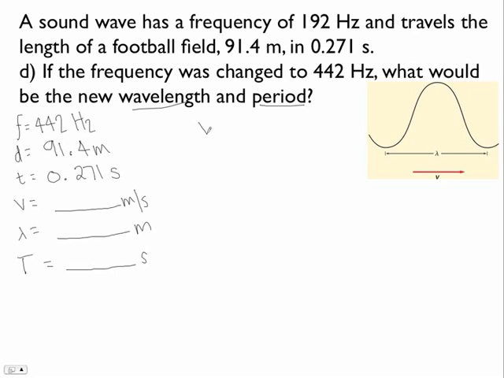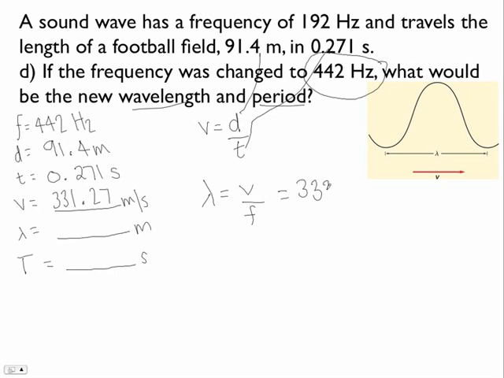Now, our velocity equation is v equals d over t. The only thing that changed in this problem was the frequency. The distance and the time stayed the same. So our velocity is going to stay the same. Nothing about that is changing. Okay? Now, our wavelength formula is wavelength is equal to our velocity divided by our frequency. Our frequency did change, so that means our wavelength will also change.